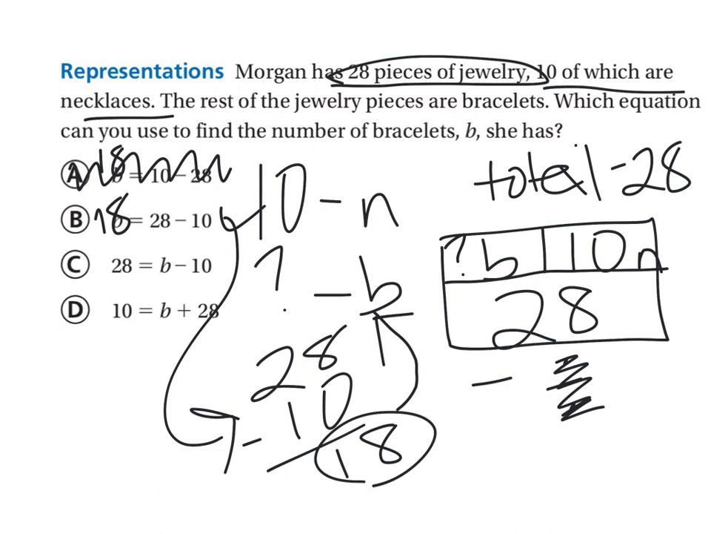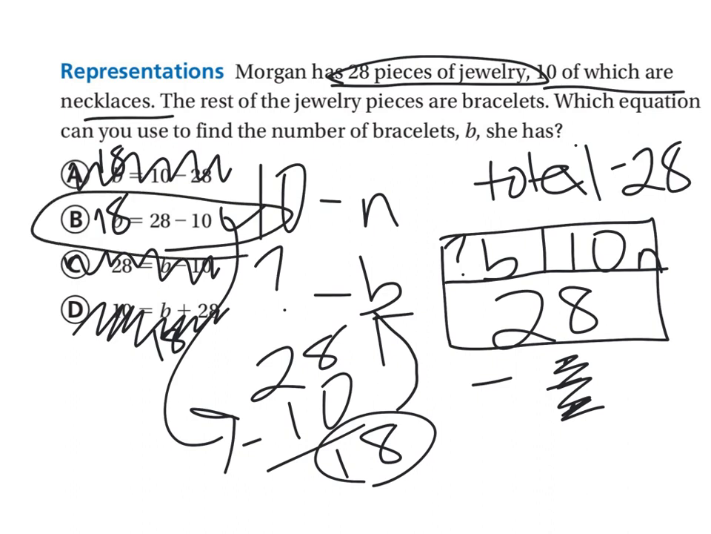C is saying that 28 equals 18 minus 10. Okay, well, we didn't ever do 18 minus 10, and 18 minus 10 would not give me 28, so that doesn't make any sense. And so the last one, 10 equals 18 plus 28, because we know that B equals 18. Well, 18 plus 28 is going to be much larger than 10. And so again, I'm looking for something that makes the most sense. And on this one, B is the one that makes the most sense.